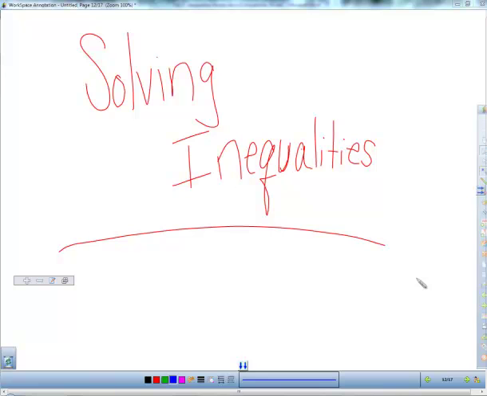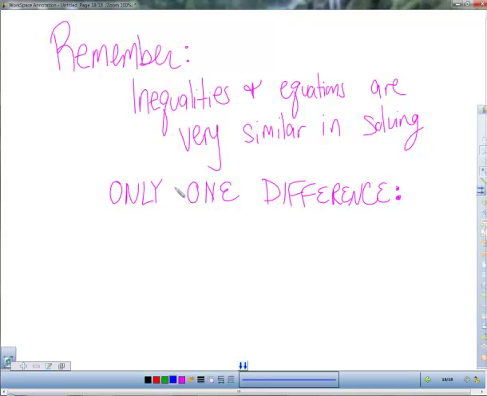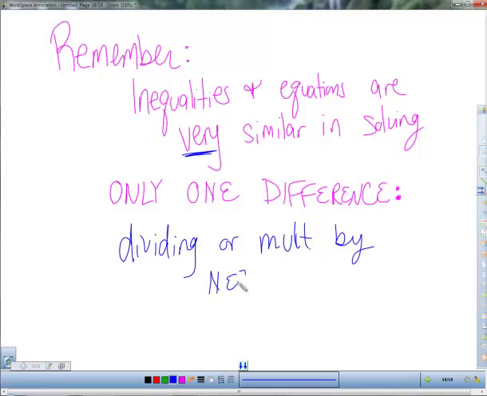Go ahead and get out Cornell style notes so that you can be taking notes on solving inequalities. Please title your notes Solving Inequalities. Remember, inequalities and equations are very similar in solving. The only difference is that when dividing or multiplying by a negative, we flip the sign.